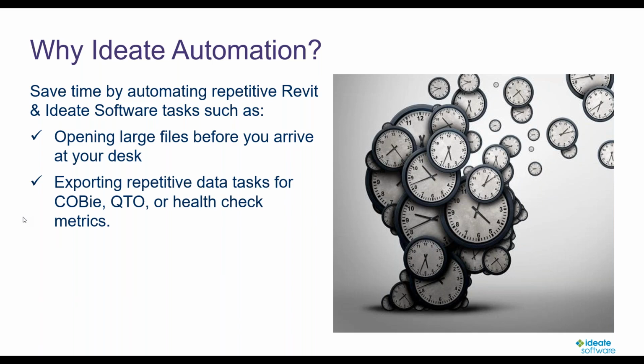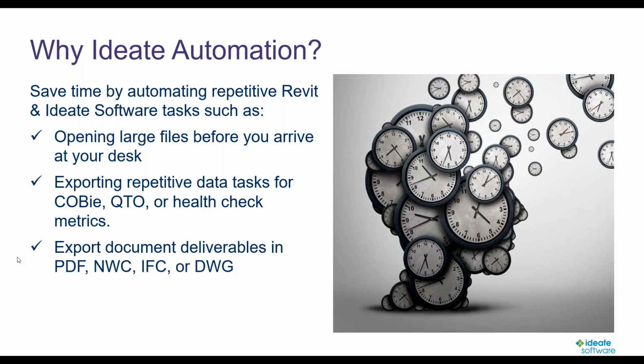Exporting data out of your Revit models. Again, this is something that can take time and be particularly error prone, so why not use automation, with or without some of our other solutions, to extract data from your models for quantity takeoffs, or checking your COBie information, or getting project health metrics on your Revit files. That can all be automated as well.